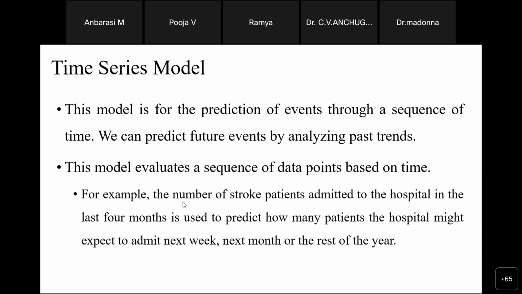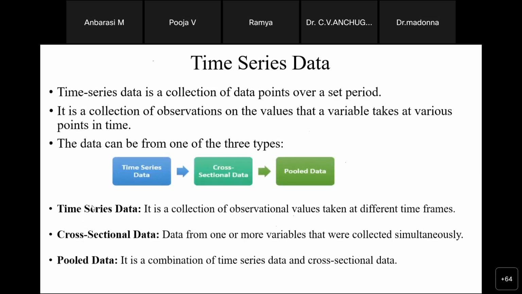For example, if in a hospital we have a number of stroke patients admitted over the last 4 months, and I want to predict how many patients will come in the next week, or the next month, or in the rest of the year, we can predict it beforehand. Based on the previous historical data, we can predict the future events. For that purpose we go for the time series model.